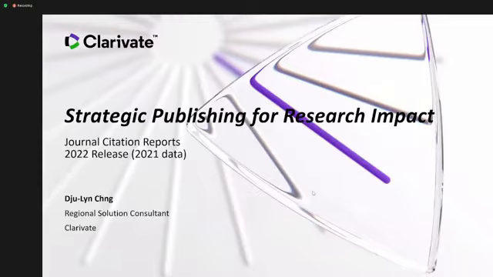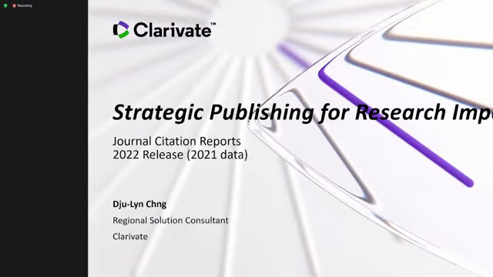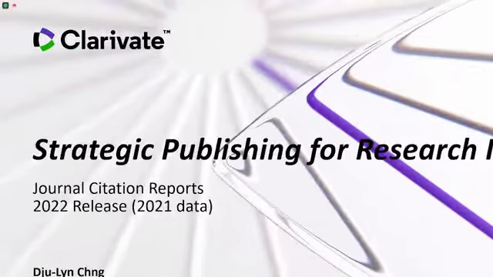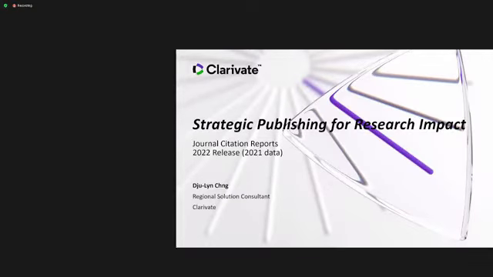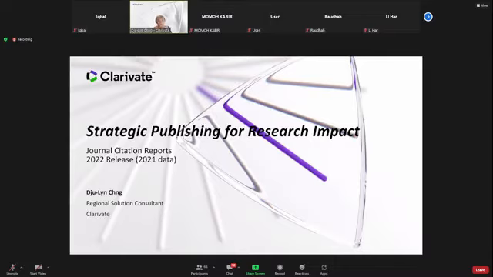All right, so for today's topic, I'll be covering strategic publishing for research impact, specifically identifying the journals to publish in based on the journal citation reports. Now, the latest release of the journal citation reports is this year in 2022 in June, right? So this journal citation reports is published on an annual basis, and it is the only source for you to look at when you want to evaluate journals to publish in. So many of you might be familiar with the journal impact factor. So the journal citation reports is actually the home of the journal impact factor.